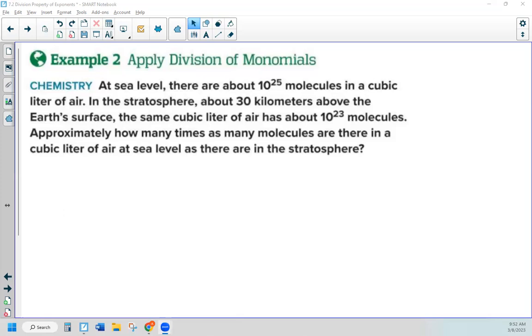Approximately how many times as many molecules are there in a cubic liter of air at sea level as there are in the stratosphere? A lot of you guys are shaking in your seats already, right? Well, this problem seems to be a lot simpler than you think. I want you to think about the easy idea of comparing numbers. How many times more is this number bigger than the other? That's pretty much what we're saying. How many more times is one number than the other?